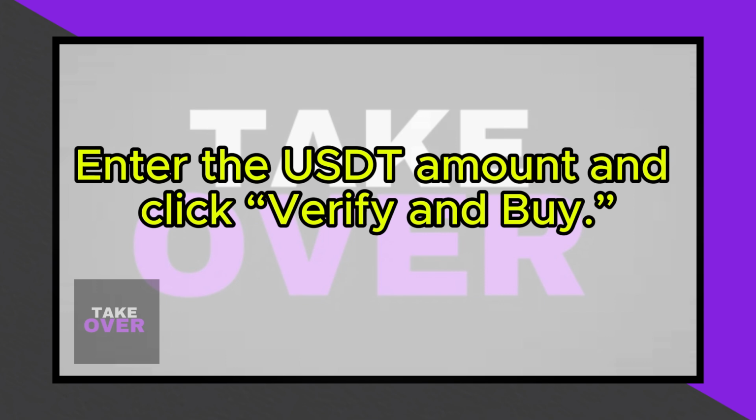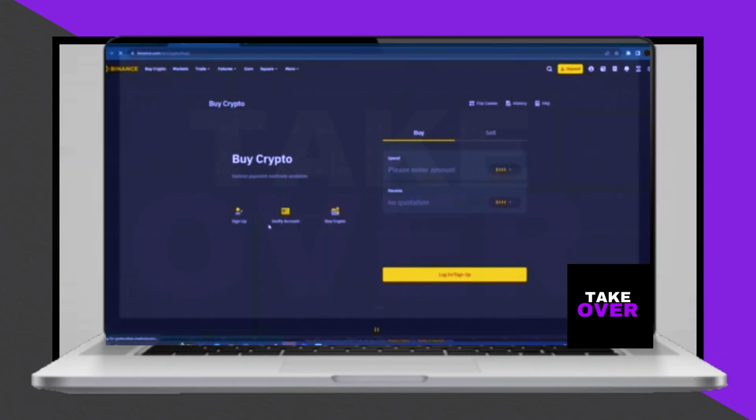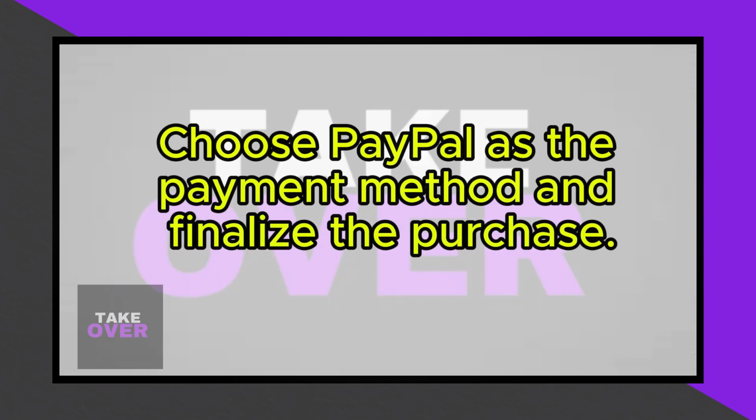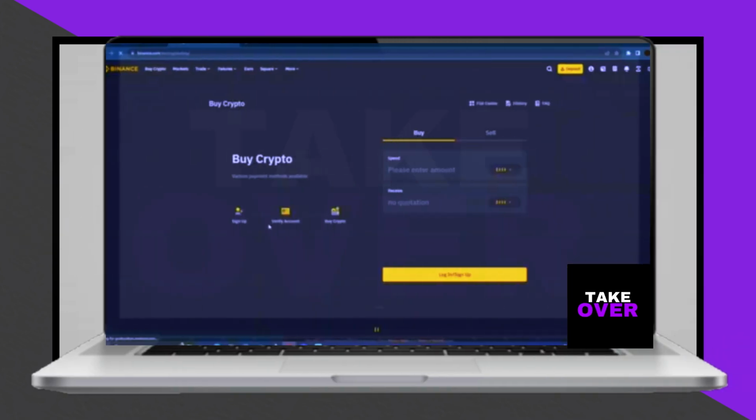After the verification process, input the amount of USDT you want to buy and proceed by clicking on the Verify and Buy button. Once verified, you'll be taken to the checkout page, where you can choose PayPal as your preferred payment method. Complete the transaction, and your purchase will be finalized, allowing you to use your newly acquired USDT for various crypto transactions.